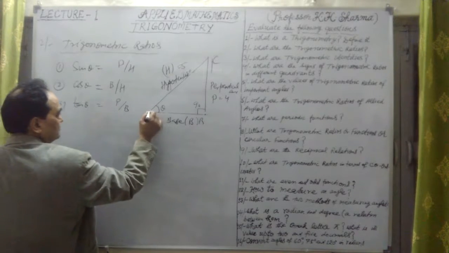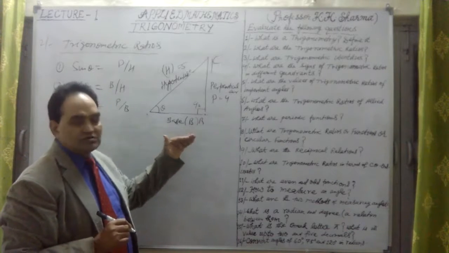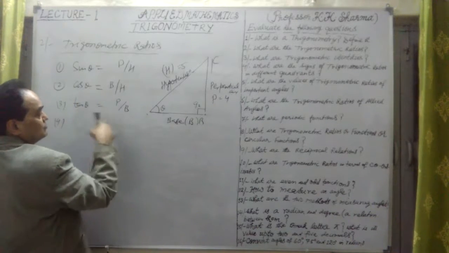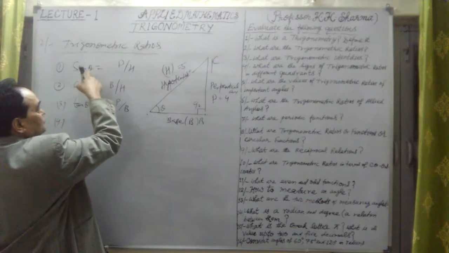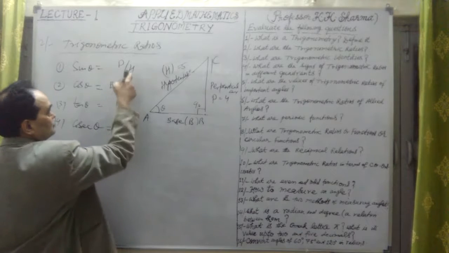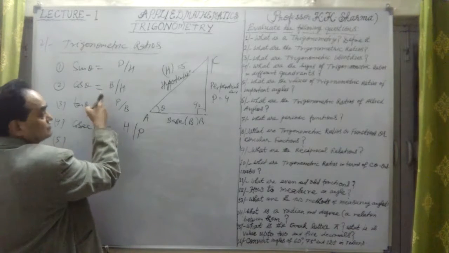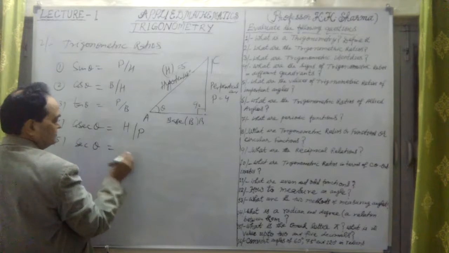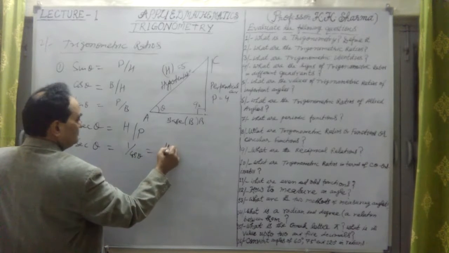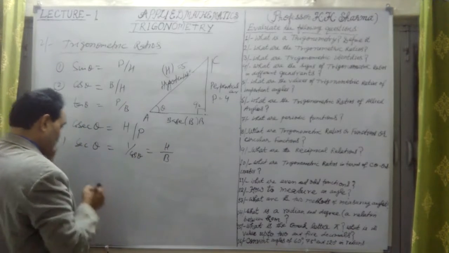In a right angle triangle only we can find these trigonometric ratios. If a given triangle is not right angled, we put the perpendicular, make it a right angle triangle, and then we can find these ratios. The other 3 are the reciprocal trigonometric ratios. The reciprocal of sin theta is cosec theta, which is H upon P, hypotenuse upon perpendicular. The reciprocal of cos theta is sec theta, that means 1 upon cos theta. Since cos theta is B upon H, H will come in the numerator. This is H upon B.